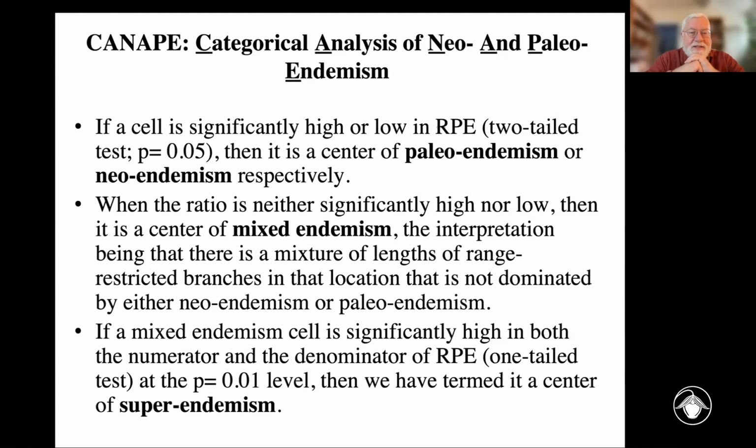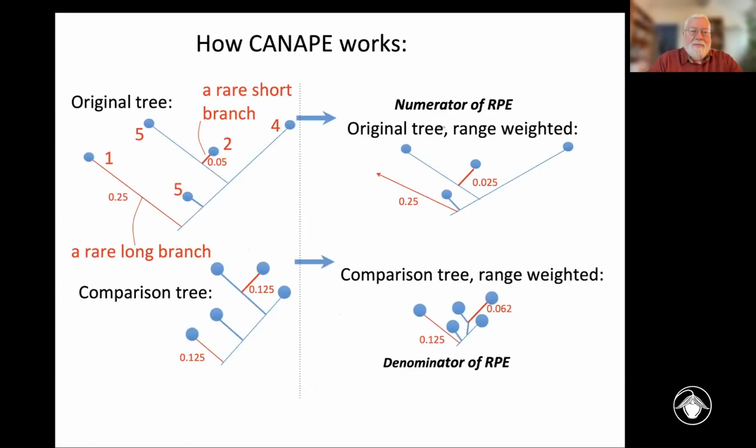So we call those mixed endemism, and we separate that as a category on the map. So you get a map, and before I show you the map, I just want to show you how it works. This is the same cartoon tree I showed you before, but now we're just focused on this rare short branch and the rare long branch, and we're looking at what happens with them.